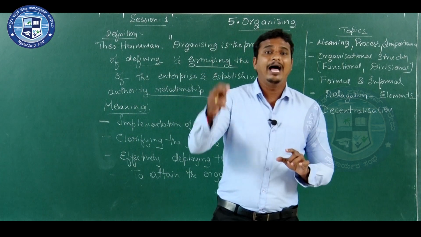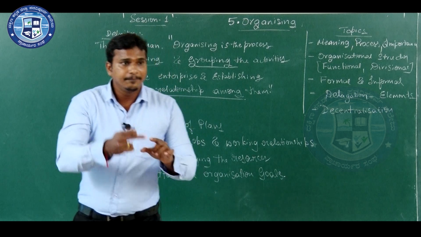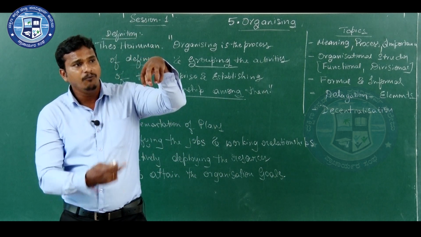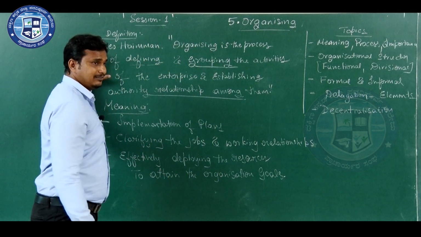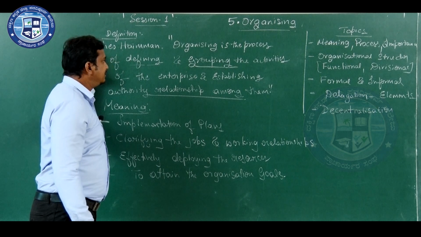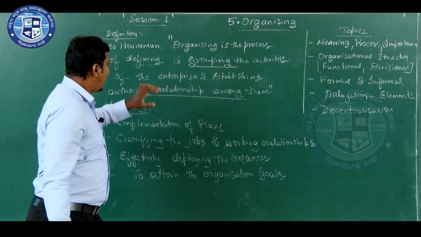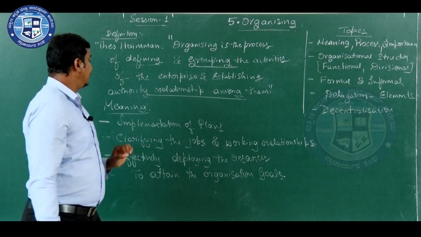Okay, who has to report to whom? In your particular department, who is your head and how you have to report. So, that is what is called organizing. So, this definition clearly states defining and grouping of activities and establishing authority relationship among them.